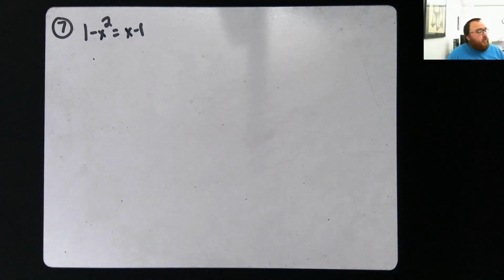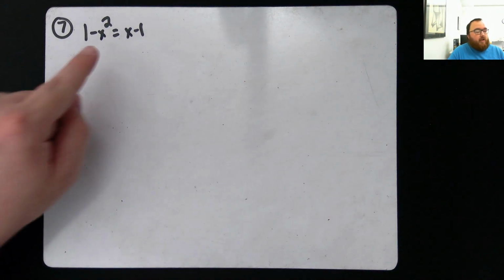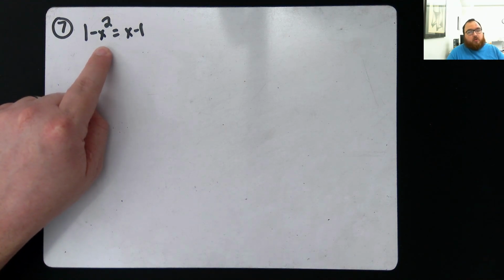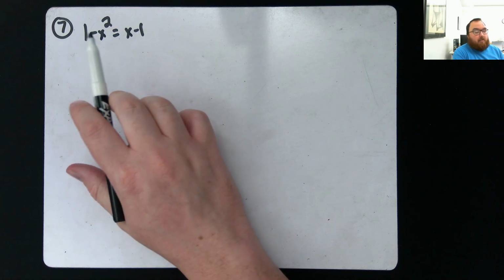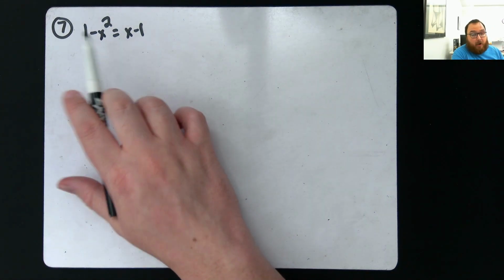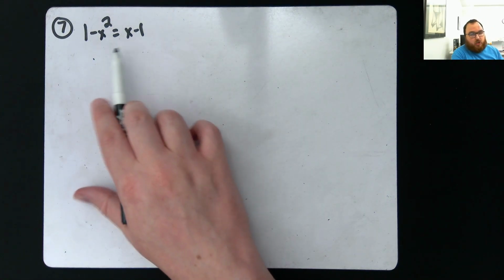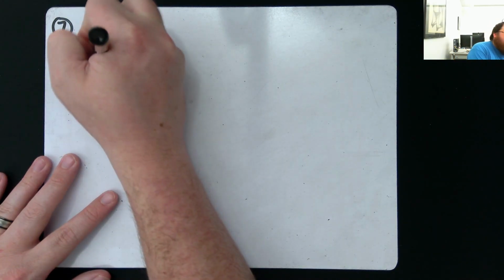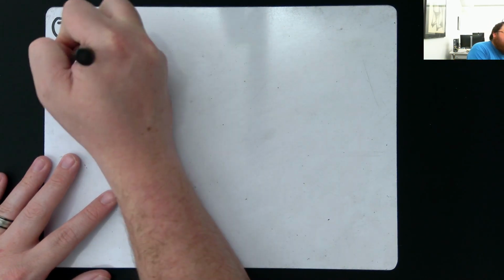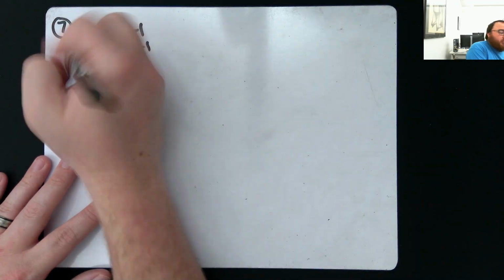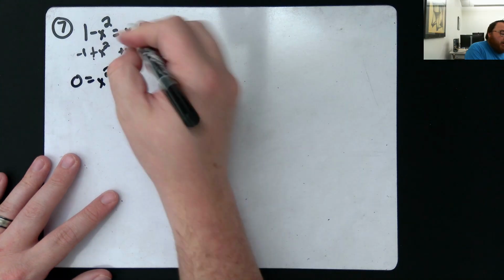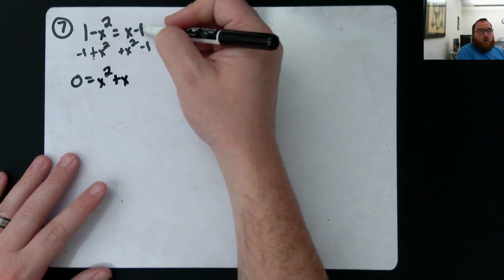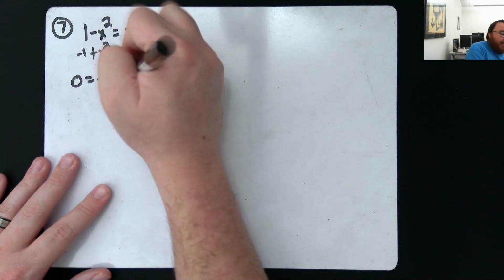So this equation is quadratic because I have an x squared, so therefore I want everything to one side. I like my x squared term to be positive, so I want to move this over to the right side. So let's add x squared and subtract 1, which is going to give me 0 equals positive x squared, positive x, negative 1 minus 1 is going to be negative 2.